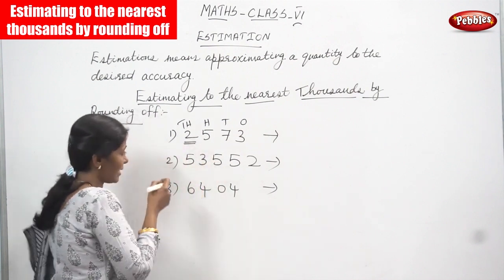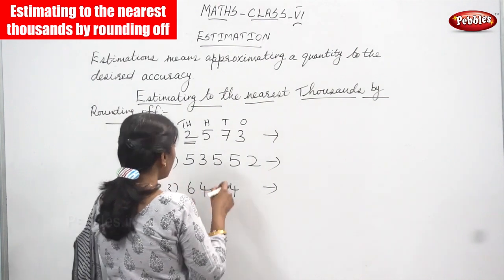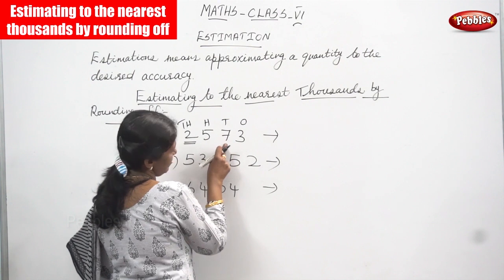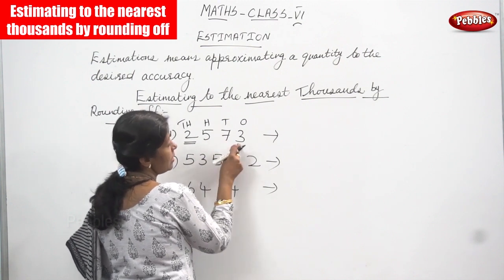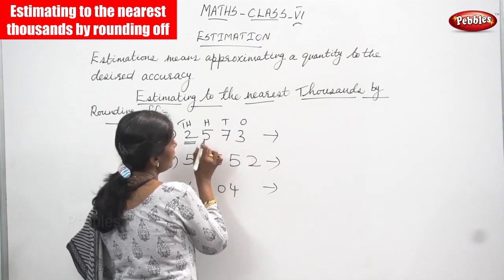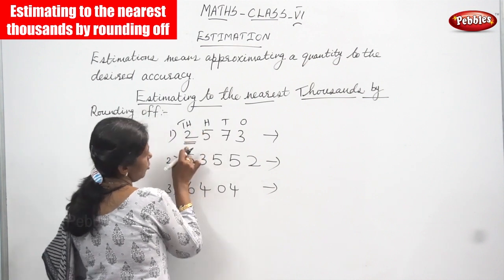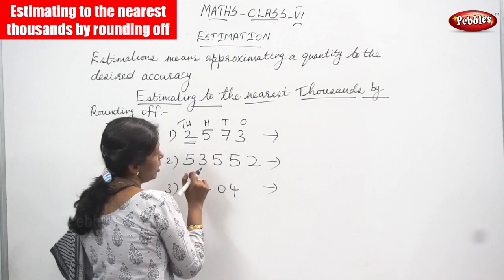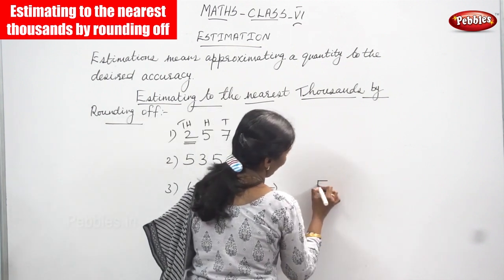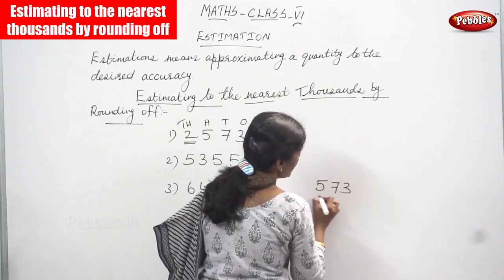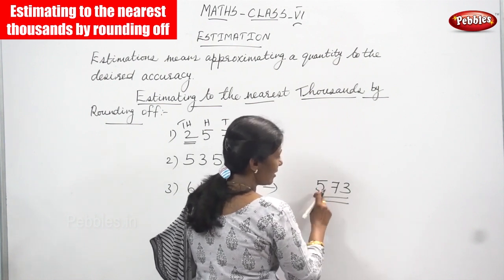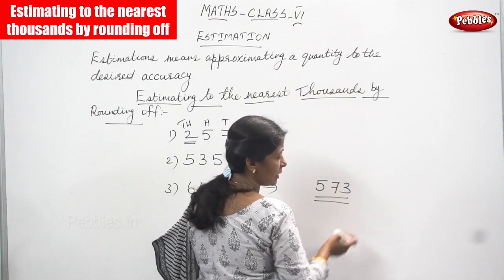In the 1000 place, what is the value of the 100 place? It is 5, the 10's place is 7, and the 1's place is 3. Even though you want to change the 1000 place, the nearest 1000, you have to consider the 100. The number is 573. You know very well that this is 500 and above.